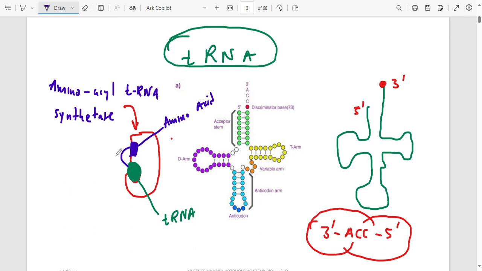But then the amino acid also, before we can even attach it to tRNA, we have to attach it to ATP. Okay, I want you to differentiate this because that's how you find questions. This is tRNA charging.